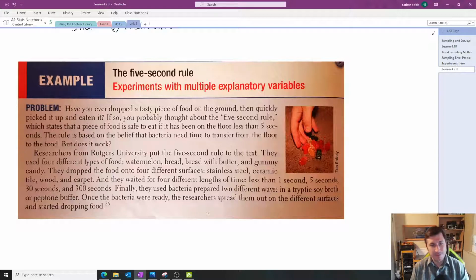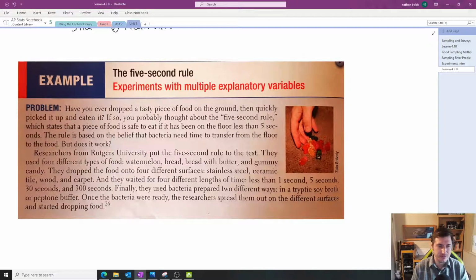All right, problem. Have you ever dropped a tasty piece of food on the ground and then quickly picked it up and eaten it? If so, you probably thought about the 5-second rule, which states that a piece of food is safe to eat if it has been on the floor less than 5 seconds. Sometimes 10. The rule is based on the belief that bacteria need time to transfer from the floor to the food. But does it work?